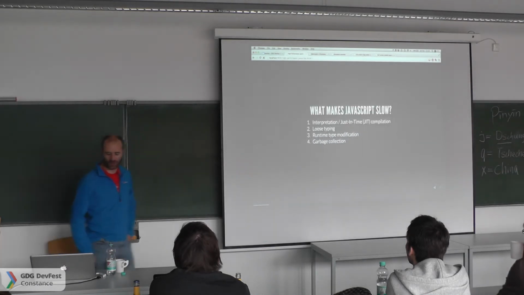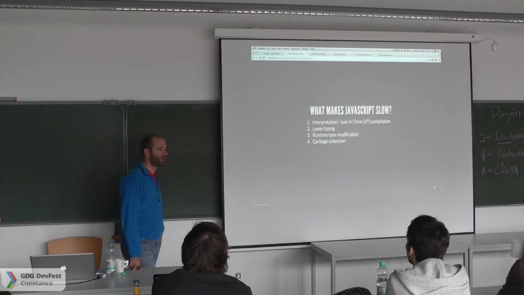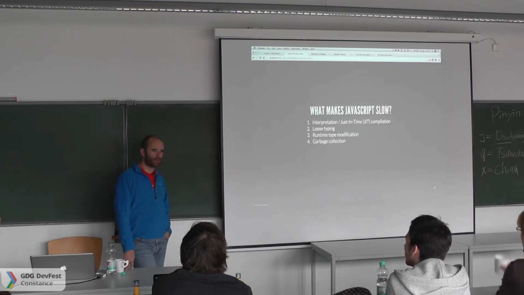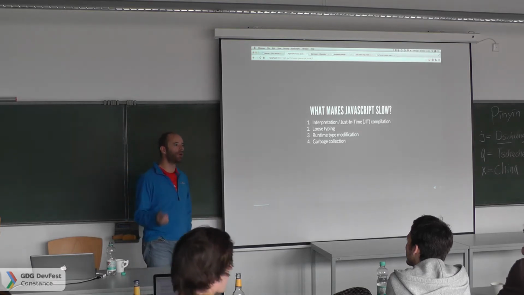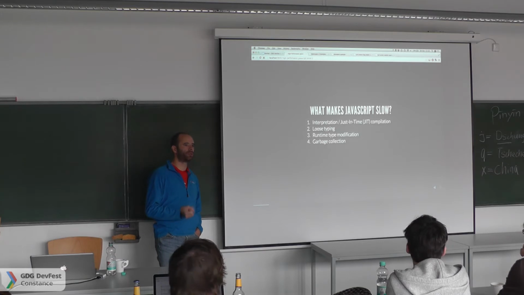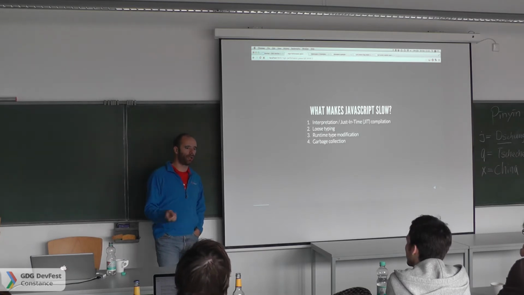So, what makes JavaScript slow? It's interpreted, we know this. A number of VMs these days are starting to do just-in-time compilation, but when you do compile code, that itself takes time. So most virtual machines will only actually do the just-in-time compilation once they identify hot parts of the code.